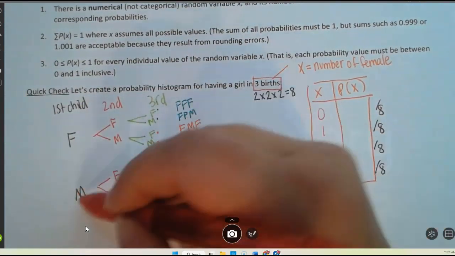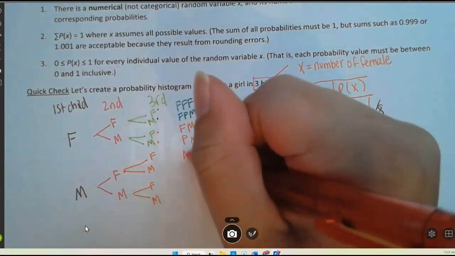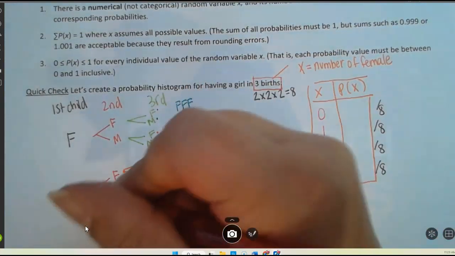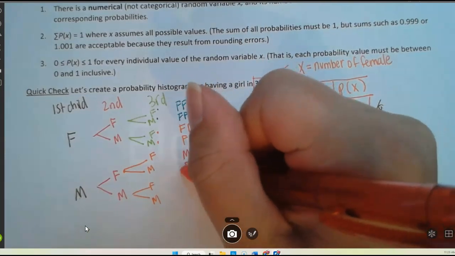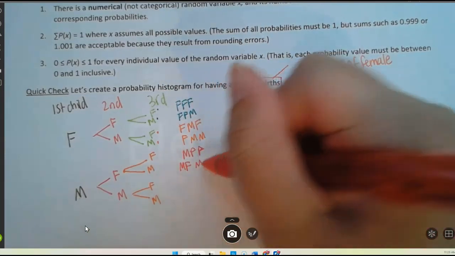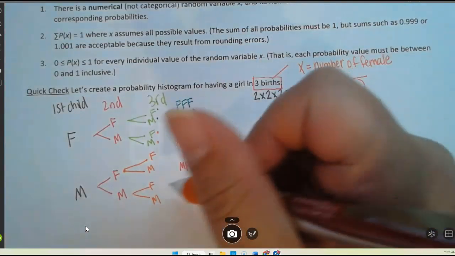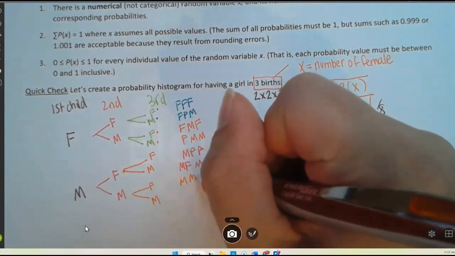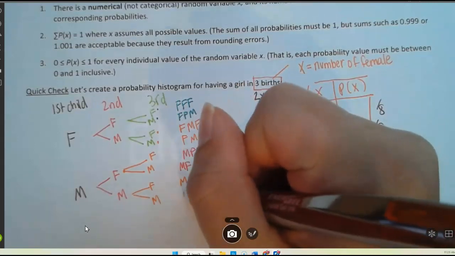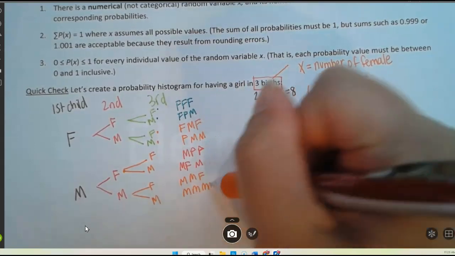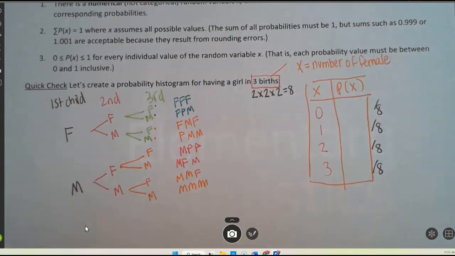Female, male, male, female, female. And then male, female, male. Male, female, male. And then I'll do the 2 families that started off with 2 boys. It could either be 2 boys and then another boy, or 2 boys and then a girl.